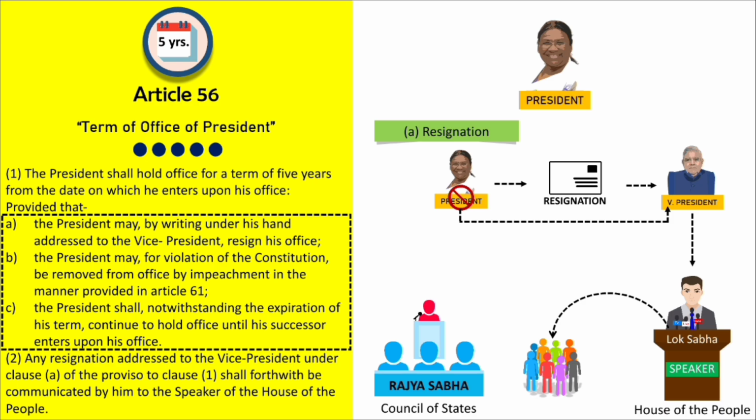Okay? But always remember one thing, that the Vice President who receives the President's resignation is the chairperson of the Rajya Sabha. So indirectly, members of both the houses are involved in this process. So we are done with Article 56.